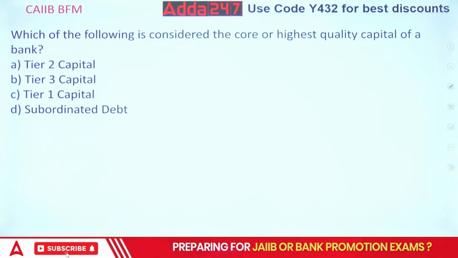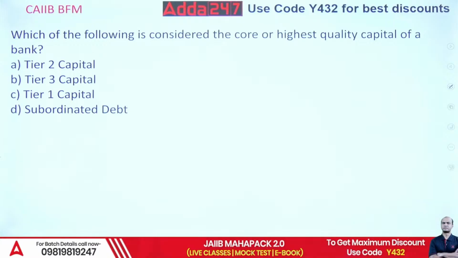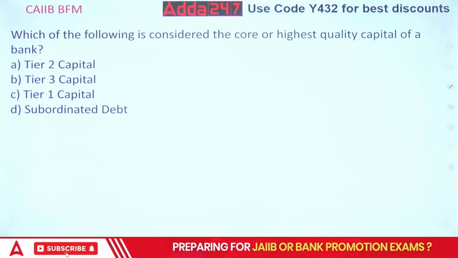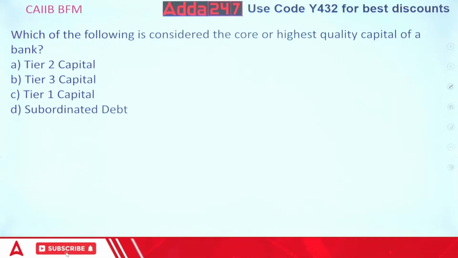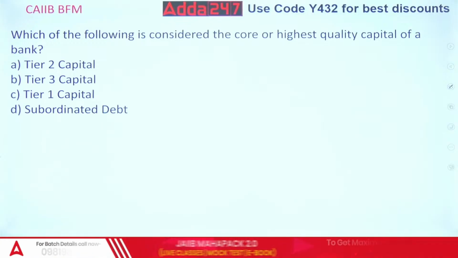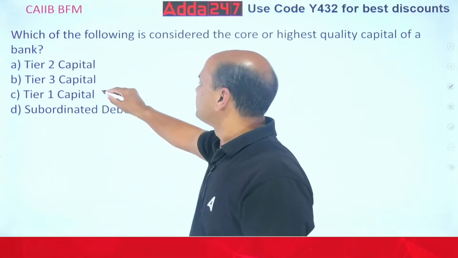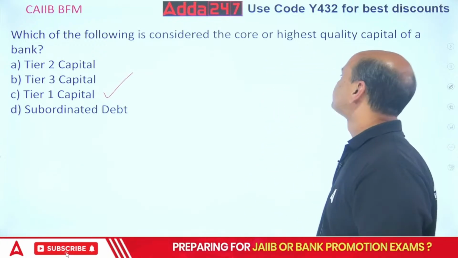Highest means, just now I gave you that example: 10,000 rupees of mine are lost. Nobody can question me. Although I might feel sad, nobody can question me because that's my money. So which is the best capital? Best capital is your own money, isn't it? So Tier 1 capital, correct? Tier 1 capital is always the best capital. Got it? Clear?